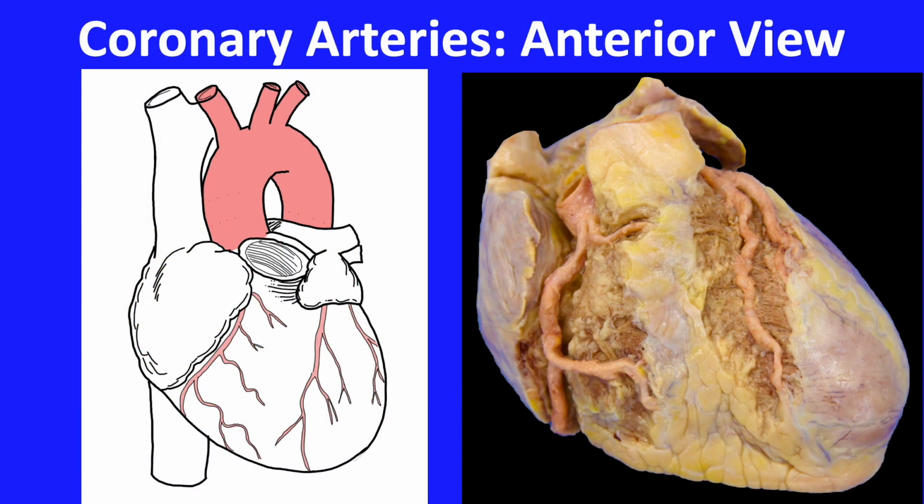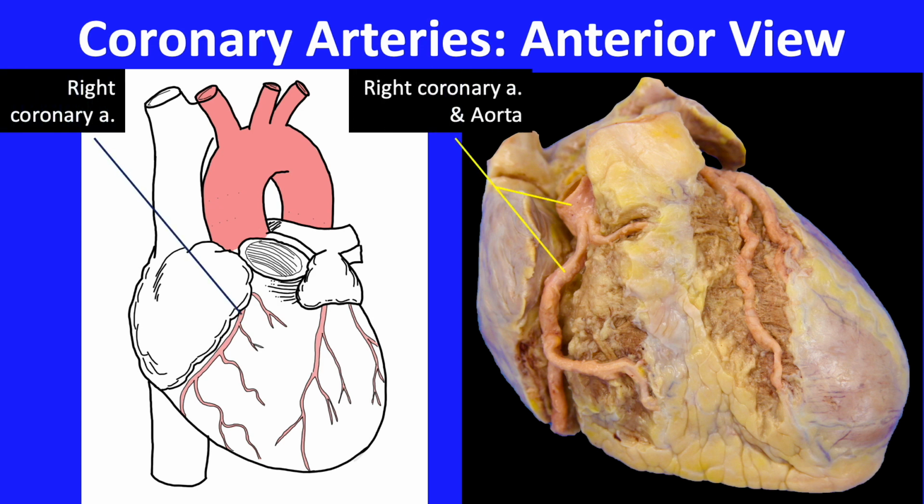Let's now describe the coronary circulation of arteries, which, by the way, are so called because the arteries sit on the heart as a crown. Corona is Latin for crown. On the left panel, we have a drawing of the typical coronary distribution one sees on the anterior surface of the heart. On the right panel is a dissection of the heart demonstrating the coronary arteries.